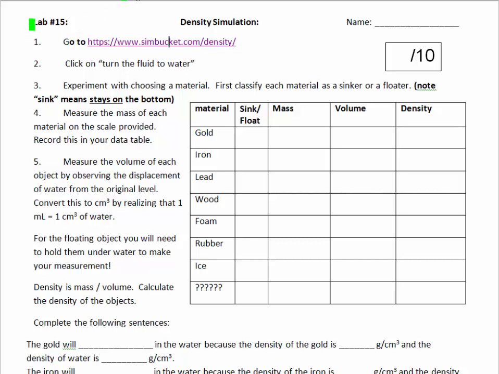Okay, this is the introduction for lab number 15, and we're going to be measuring density. And we're going to be going to a different website. We're going to SimBucket. And the first thing you're going to do is turn the fluid that we're going to be playing with into water.